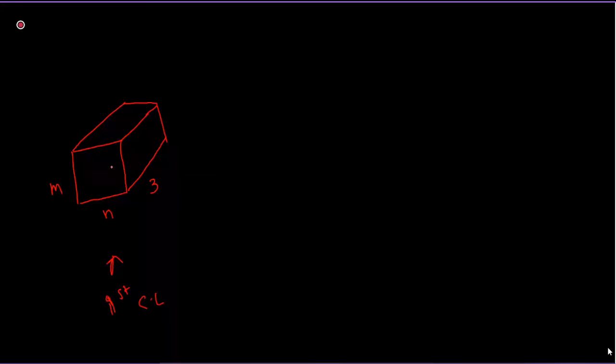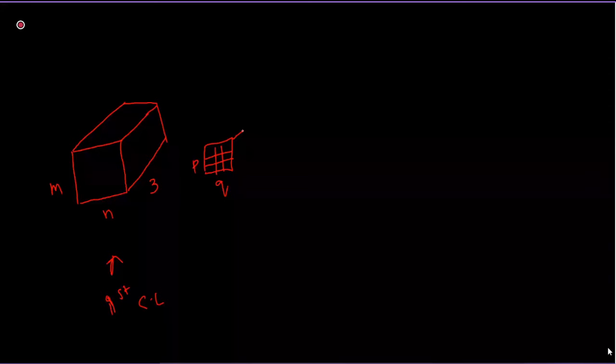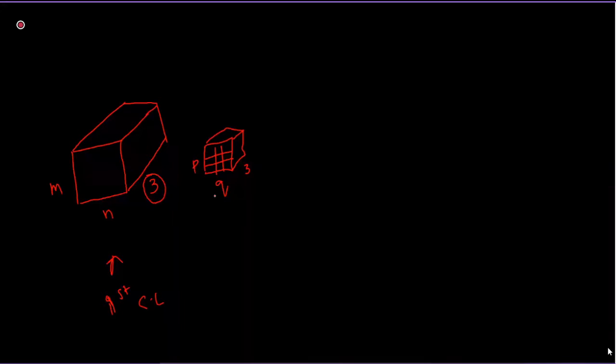We have a kernel with a size of P and Q, but the depth of the kernel will be the same as the depth of the input image, which is 3. So this will produce one activation map. More specifically, it will produce one channel.